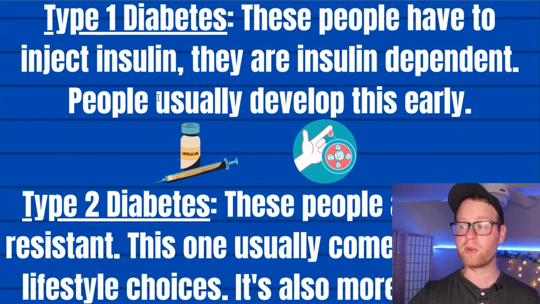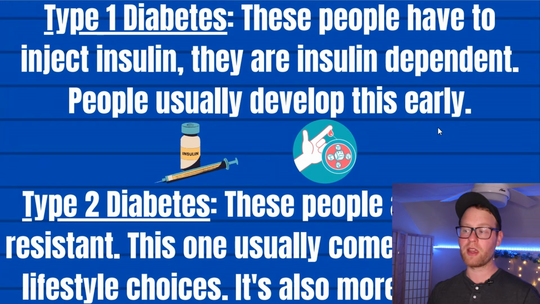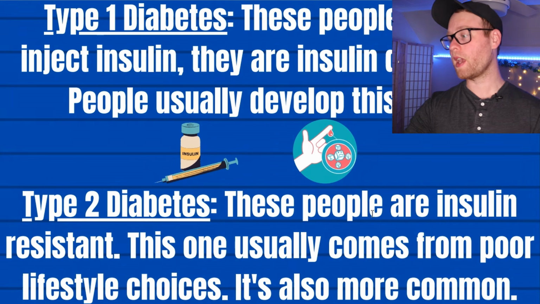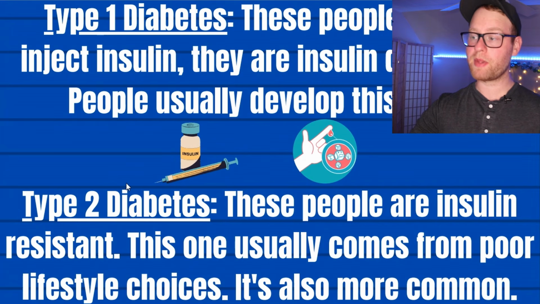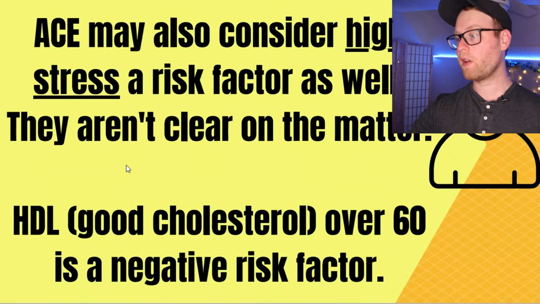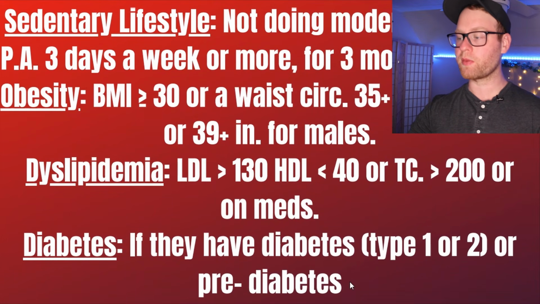And these people have to inject insulin. They are insulin dependent, and people usually develop type 1 diabetes very early, either young childhood, sometimes in teenage years as well. There's also type 2 diabetes, and these people are insulin resistant, and this one usually comes down to poor lifestyle choices, and it's far more common than type 1 diabetes. Having either form of diabetes is considered a risk factor, which we're going to scroll right back up there now. Also, pre-diabetes is a risk factor.